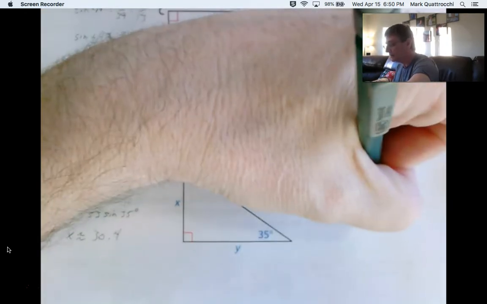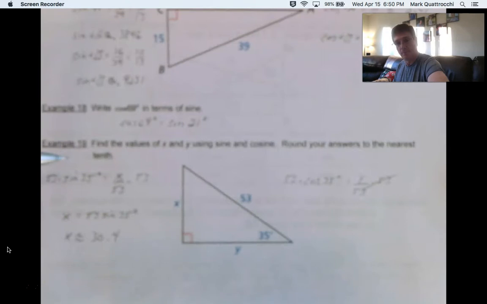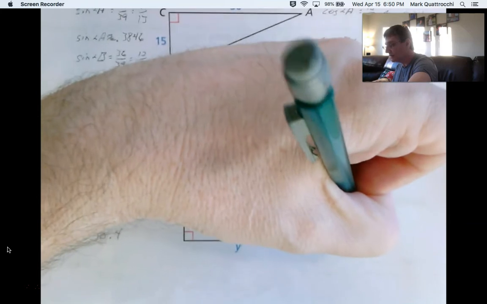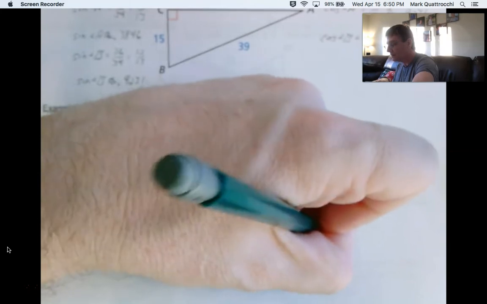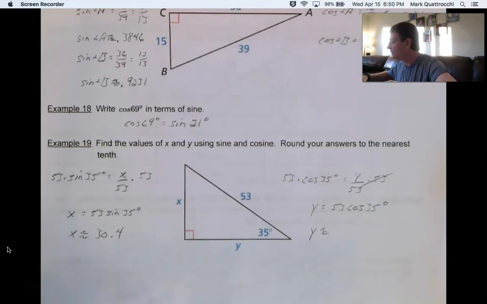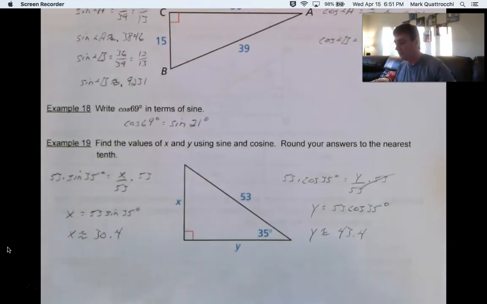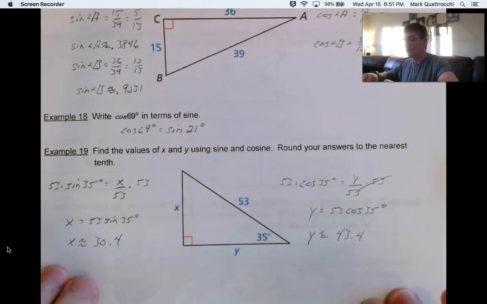Again, multiply both sides by 53. And we get y equals 53 cosine 35 degrees. Y is approximately, we'll go to our calculators, approximately 43.4, which should be the same thing that we would get if we used Pythagorean theorem. All right, that was example 19. Example 20.